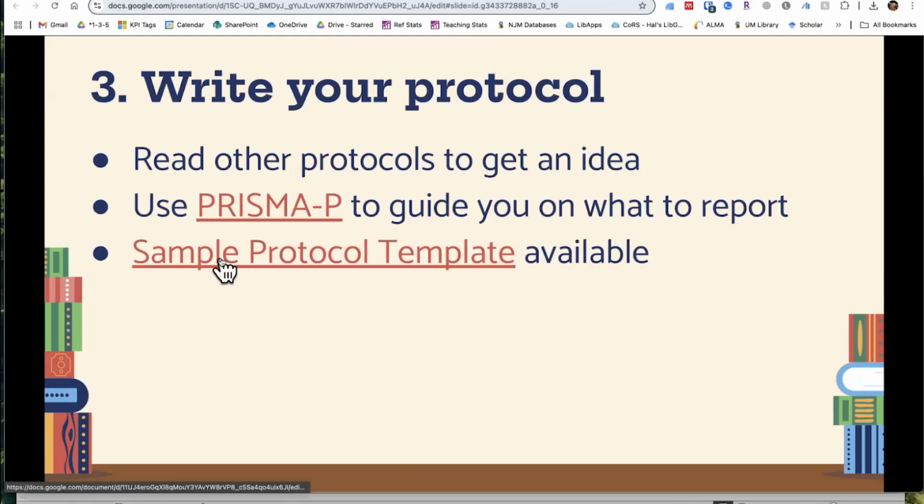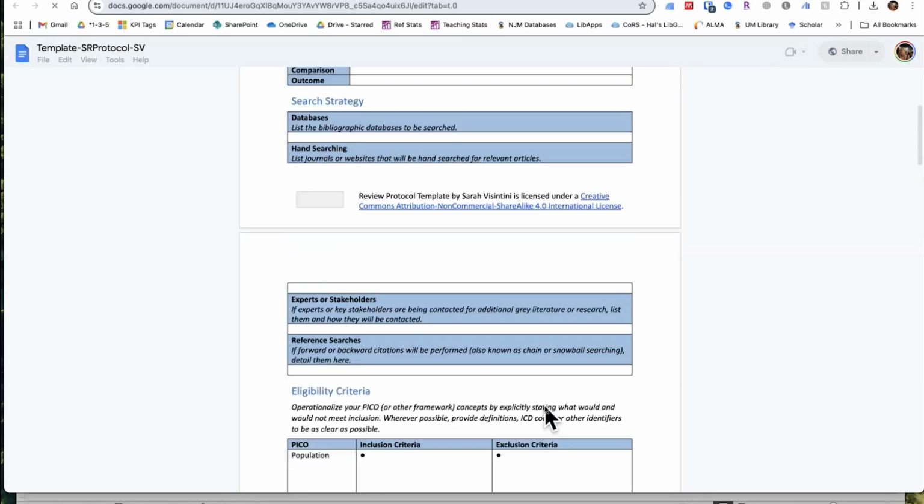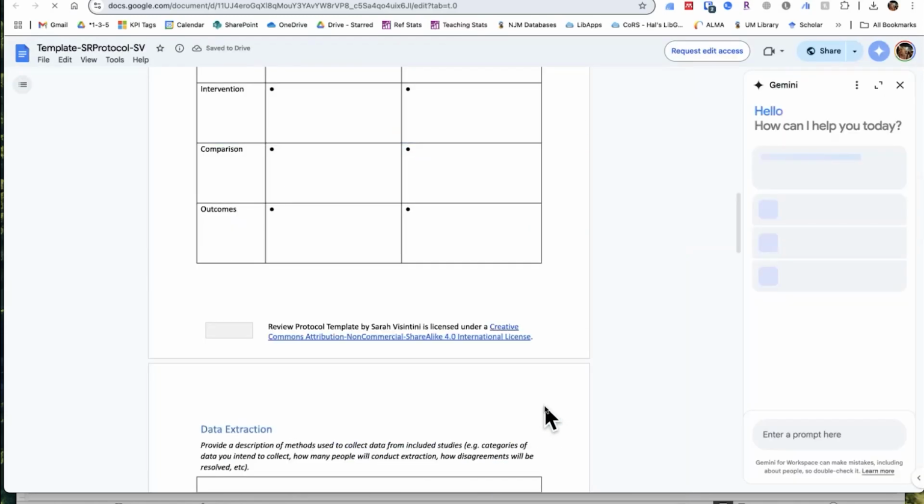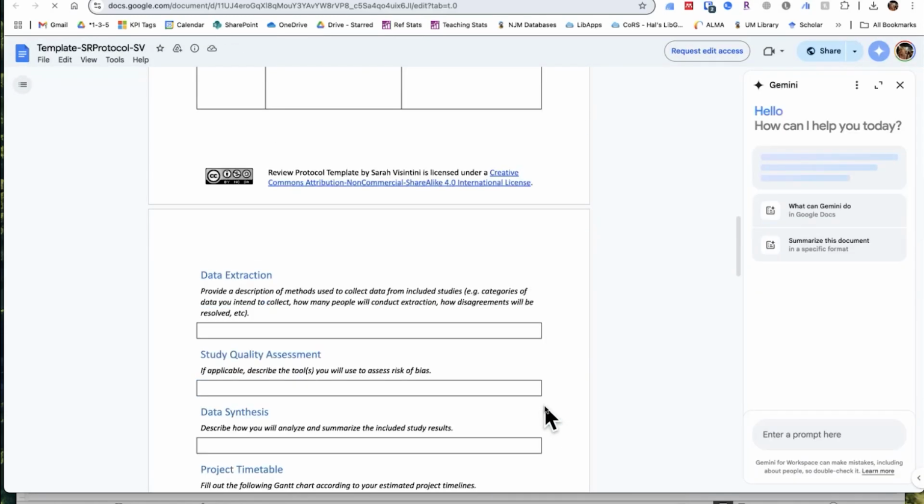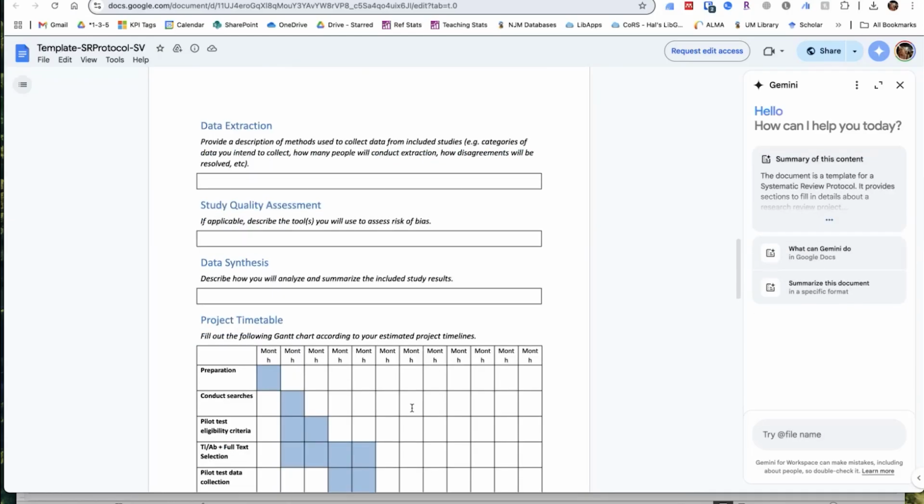And I did link as well here to a protocol template that you can use. So if you're about to write a protocol and you want to know what to include, there is a whole template that you can follow, and just use that to make the whole publication process, or pardon me, registration process, a little bit easier.